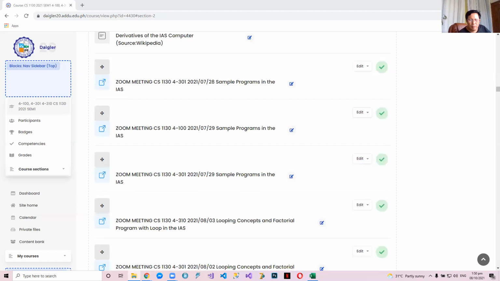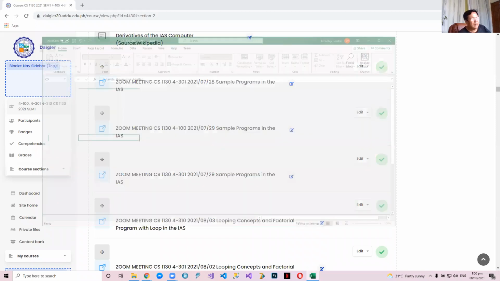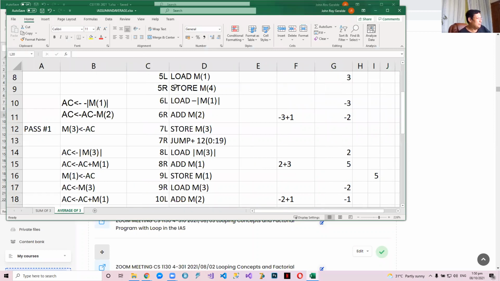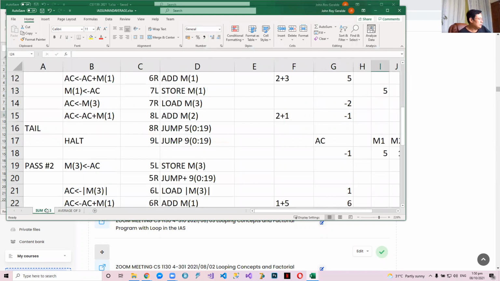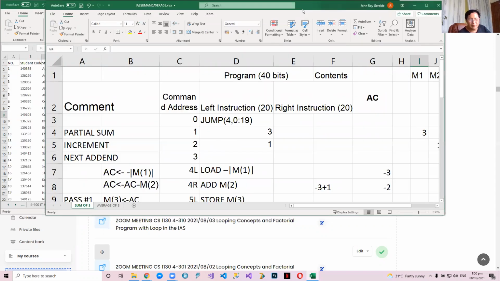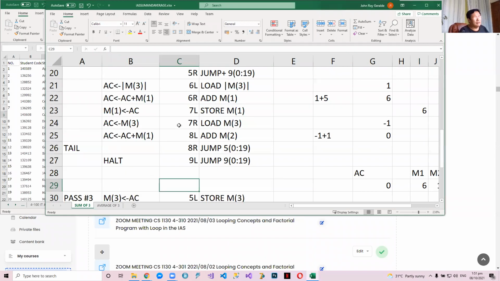IAS programming, because we had a loop factorial before, no? Now we are going to discuss the sum and average. Okay. IAS, where's that? Sum and average. It's here. Anyway, there's also an IAS program for Fahrenheit to centigrade, which I'm not going to discuss anymore. It's self-explanatory. I'm only going to discuss the sum and average of three numbers.